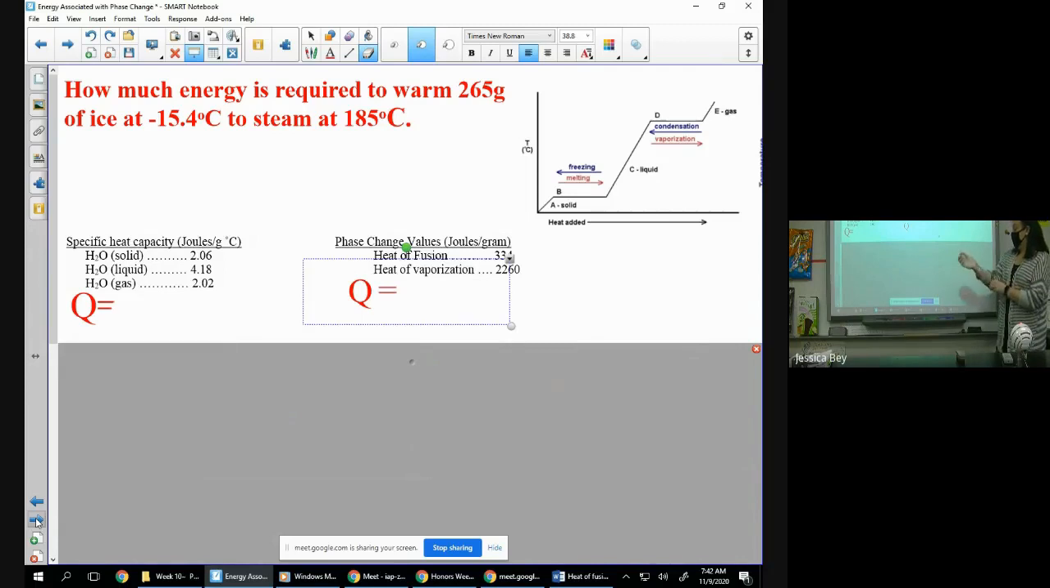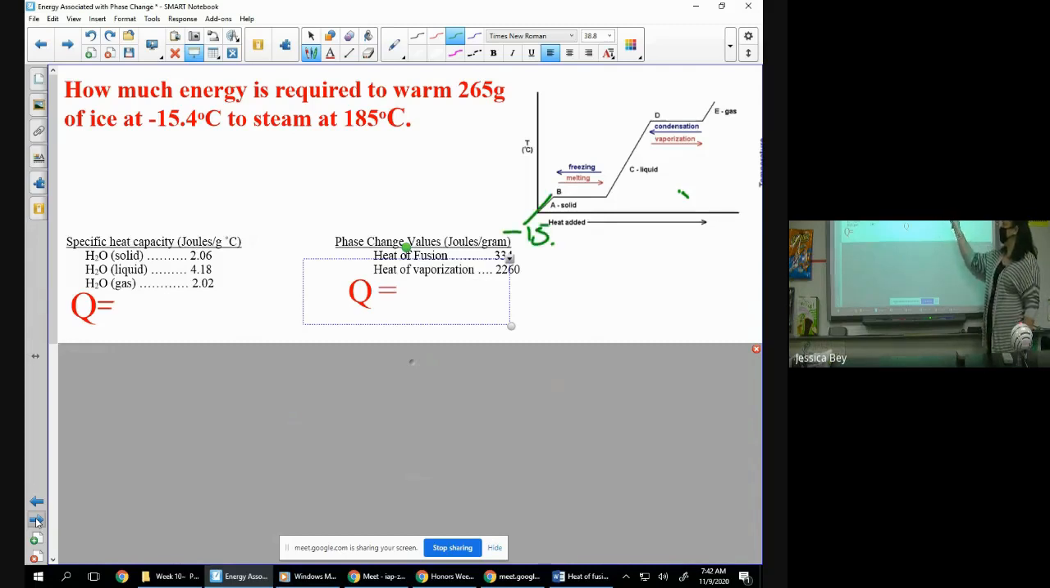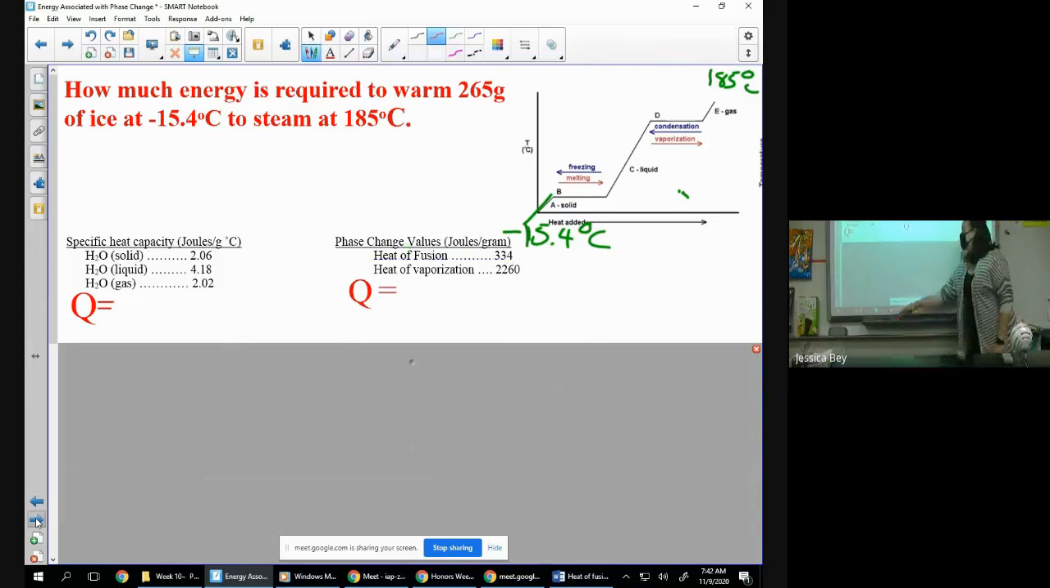Okay. Remember, I told you that each of these are different roads. So in your head, if you can think about this graph, if I'm at -15.4 degrees Celsius, I'm way down here. And I want to be steam at 185 degrees Celsius. I have a lot of roads I need to travel. I need to warm up to 0. I need to melt. I need to warm up to 100. I need to vaporize. And then I need to warm up to my final temperature.